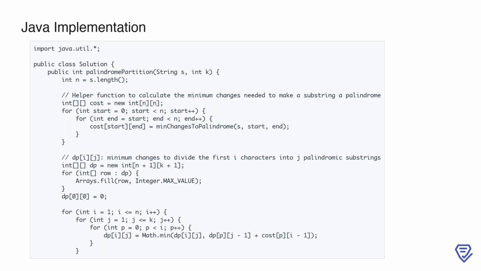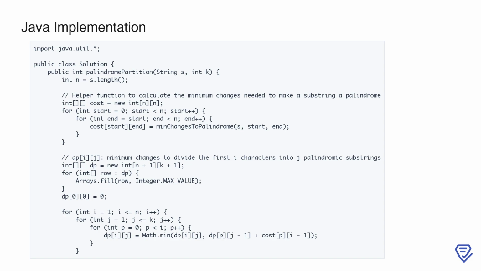Here, we start by importing the necessary utilities and defining our solution class. The main method, palindrome_partition, takes 2 inputs, the string S and an integer k, which represents the number of palindromic substrings we want to divide the string into. The first thing we do is calculate the length of the string and declare a 2D array, cost. This array will store the minimum number of changes required to convert any substring of S into a palindrome. To populate this array, we use nested loops that iterate over all possible substrings, invoking the helper function min_changes_to_palindrome to calculate the cost for each substring.